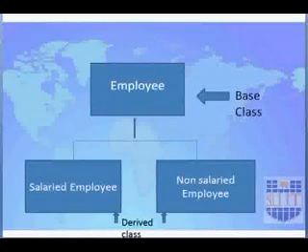Same as the previous one, this is also a UML class diagram. This diagram implements that an employee can be a salaried employee or non-salaried employee. The base class is employee. Salaried employee and non-salaried employee are derived classes.